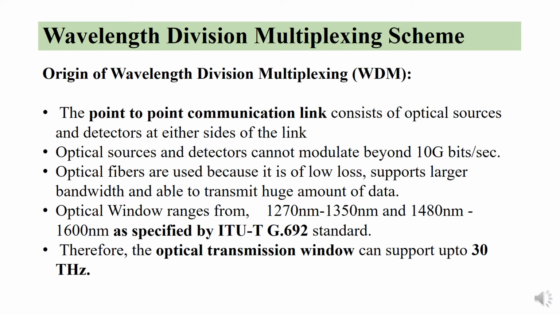Wavelength division multiplexing scheme. What made WDM originate? When we see a point-to-point communication link, it consists of optical sources and detectors. We even call them optoelectronic devices, used on either side of the link. We found that these optoelectronic devices have some bandwidth limitations. It means that the sources cannot be modulated beyond a certain frequency.